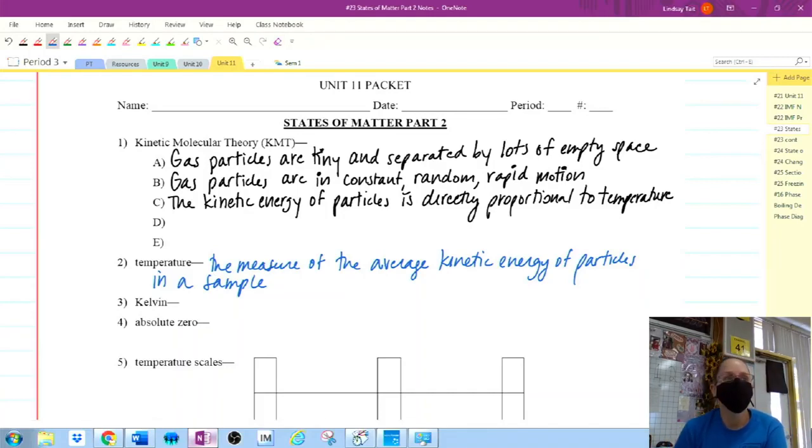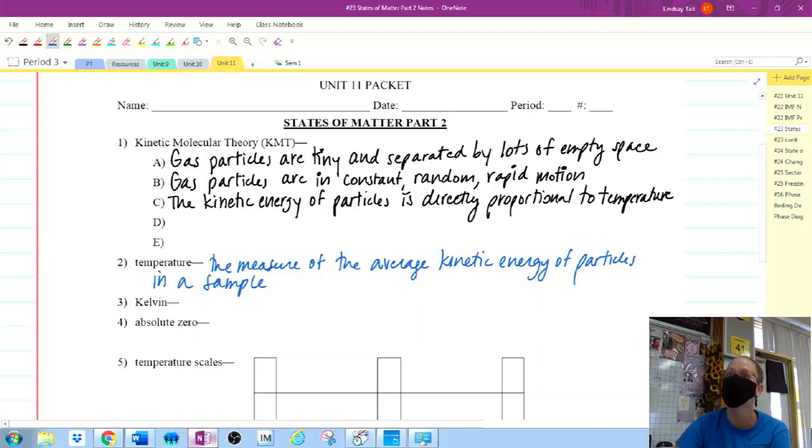So we've used this word kinetic energy twice now, back in KMT and now here. Let's make sure, from our physical science course: kinetic energy is a type of energy, and it's often described as the energy of movement, energy of motion. Things that are moving possess kinetic energy. So think of the tortoise versus the hare. The tortoise has a little bit of kinetic energy. The hare has more kinetic energy. The amount of kinetic energy is related to how fast it's moving.